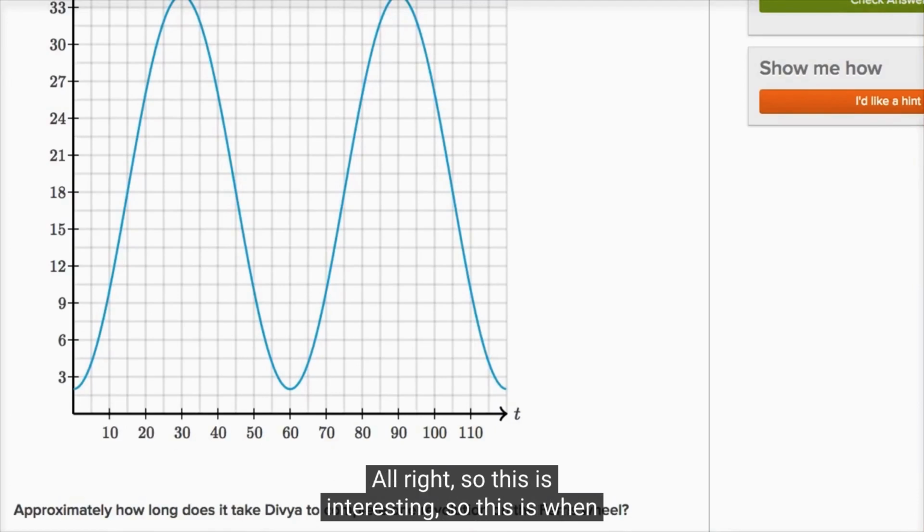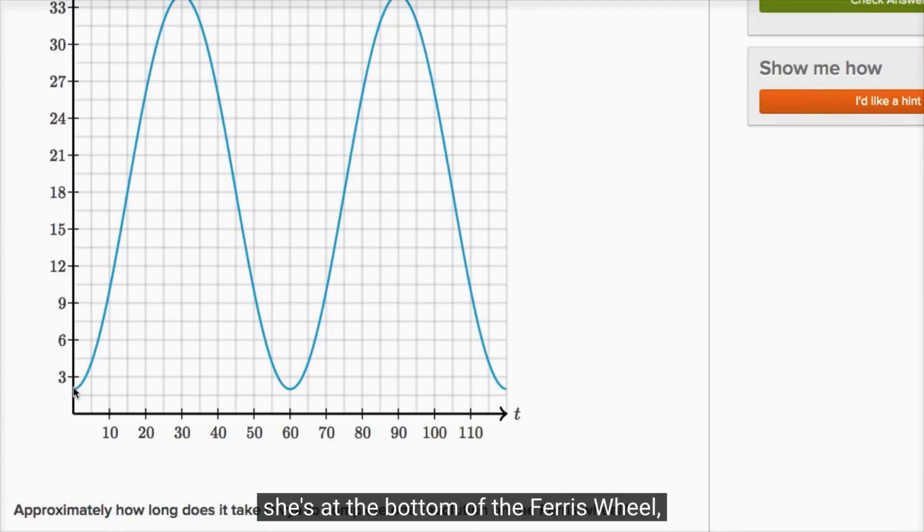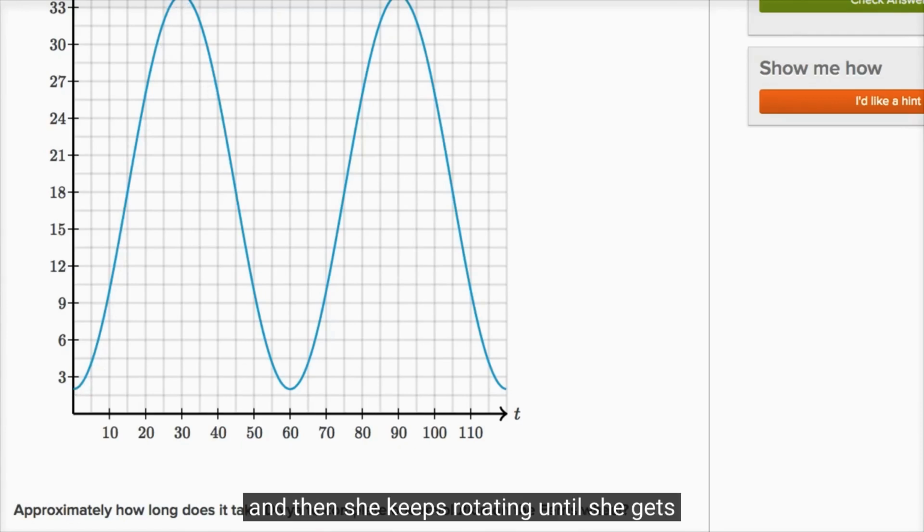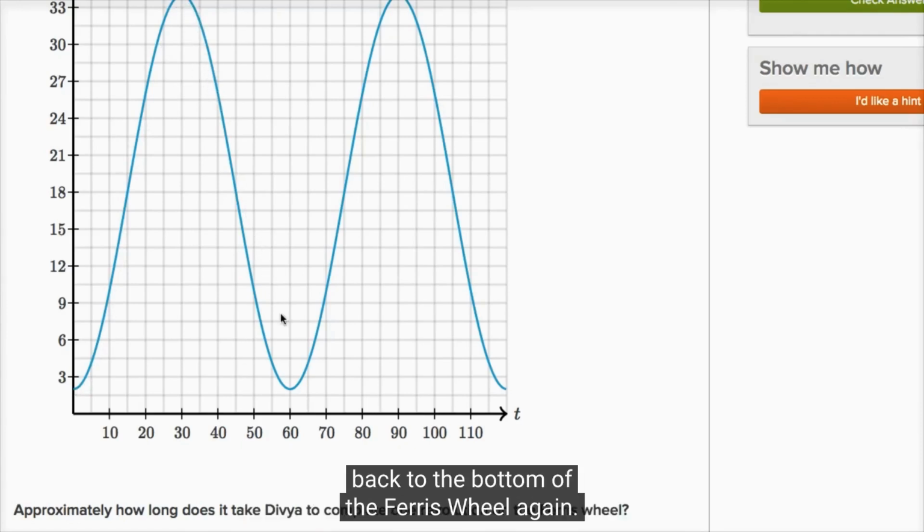All right, so this is interesting. This is when she's at the bottom of the Ferris wheel. Then she gets to the top of the Ferris wheel, and then she keeps rotating until she gets back to the bottom of the Ferris wheel again. So it took her 60, and t is in terms of seconds. So it took her 60 seconds to go from the bottom to the bottom again. In another 60 seconds, she would have completed another revolution.